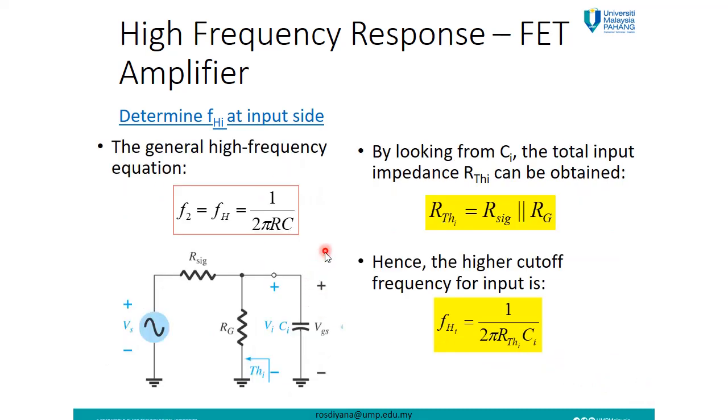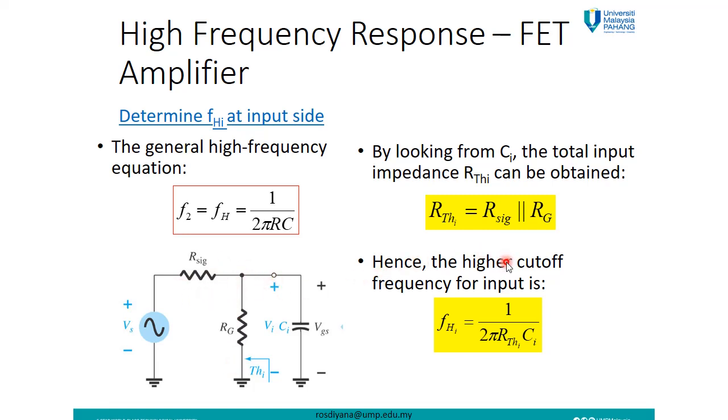After we calculate the value of Cin, now we can calculate the frequency response at the input side. But first, we must calculate the RTHin. You can see the RTHin at this side. Looking from Cin, the total input impedance, the RTHin, can be obtained by R6 parallel with RG. Can you see here? R6 now is parallel with RG.